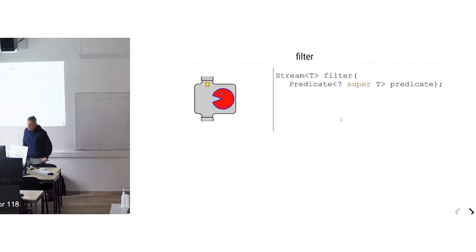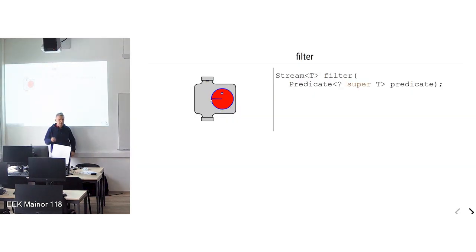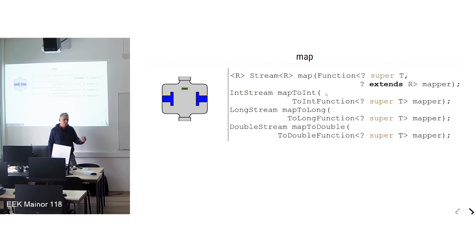Okay, so here we have this predicate, and it can judge what to swallow and what to pass through. So you can use a predicate as an argument of the filter method on the stream interface. Hope this makes sense. Okay, same for the map. In the map we have a function that on the one side consumes things and on the other side produces things. New things are made out of old things.